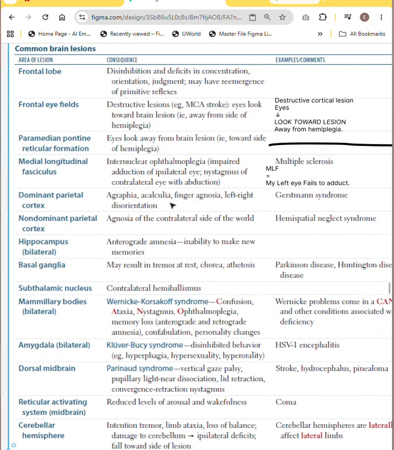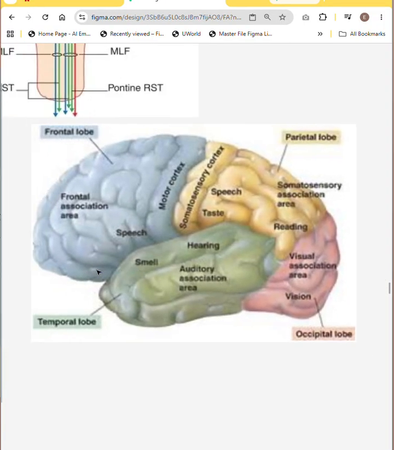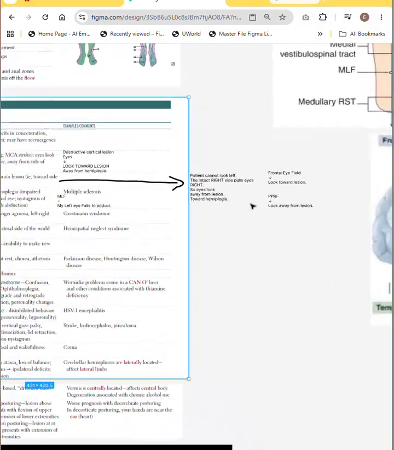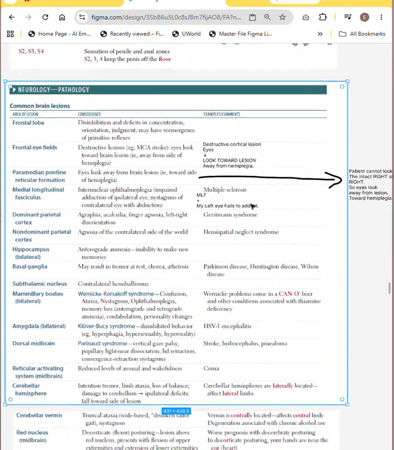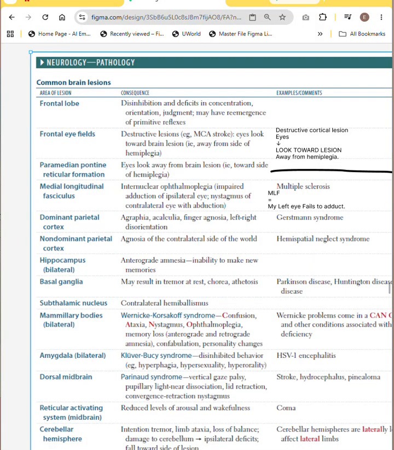Okay, so moving on to the dominant parietal lobe. Let's go back to our brain and look at the parietal lobe. So this is your parietal lobe. You have the somatosensory association area, the reading area, the speech and taste area. Also, the somatosensory cortex lies in the parietal lobe. The dominant parietal lobe is usually the left hemisphere. In people who are usually righties, the dominant parietal lobe is the left hemisphere.